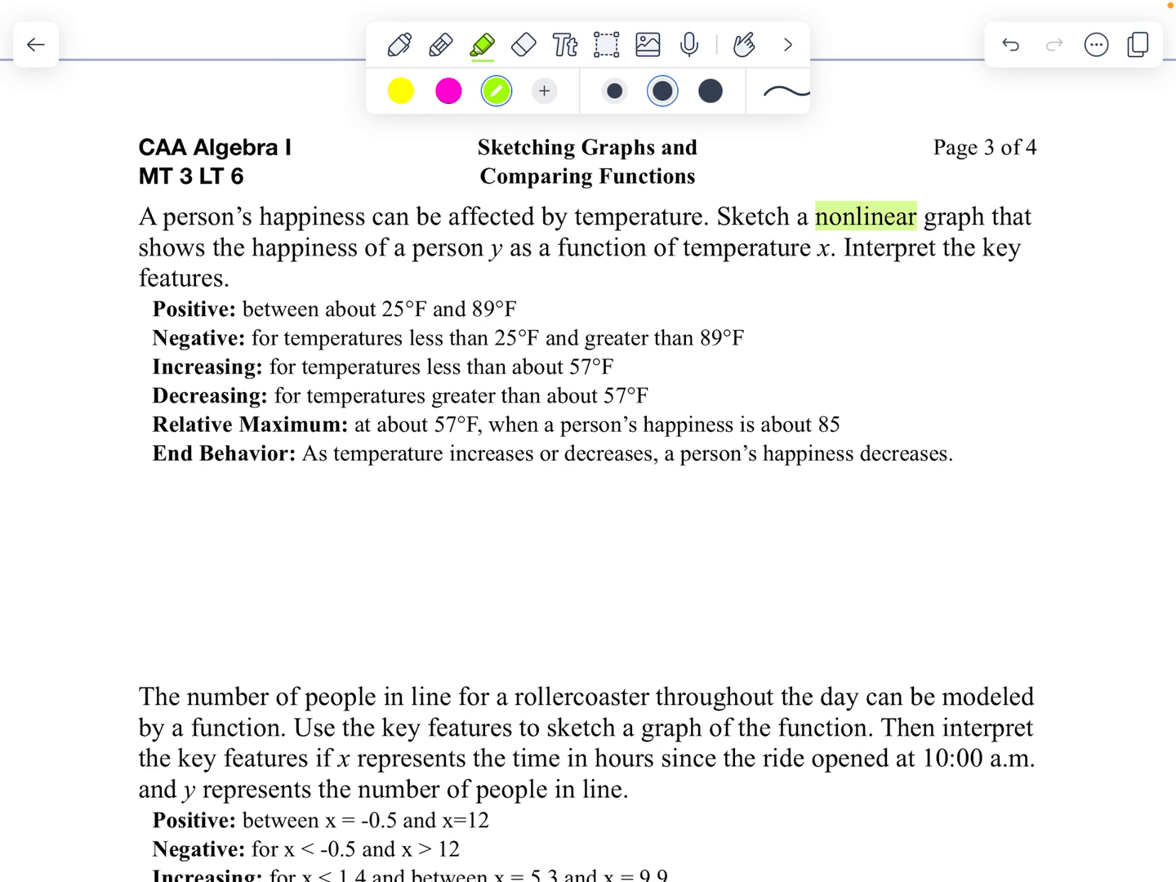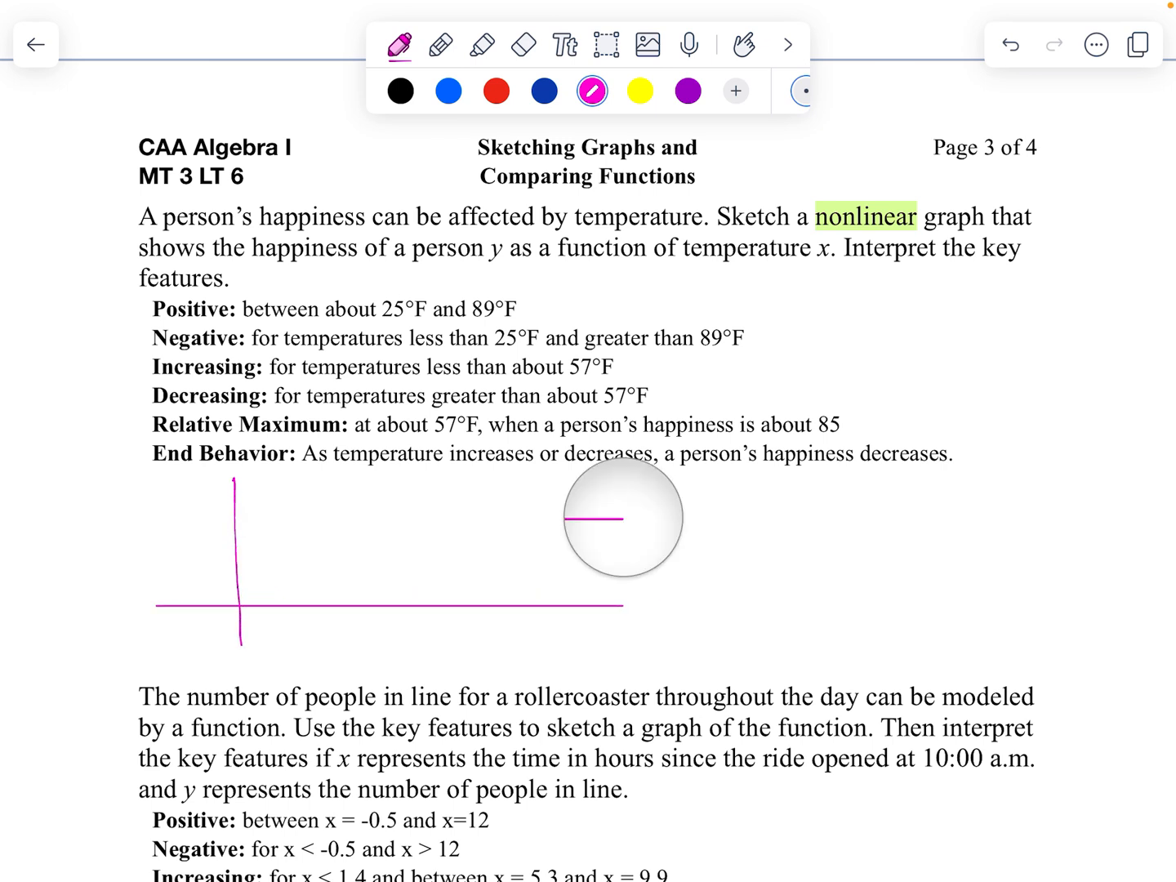I've got a relative maxima at 57 when a person's happiness is about 85. So the biggest I'll get for my happiness is going to be 85. So I'll make my graph here. They didn't say too much about how negative I have to go, so I'm just going to guess about right here.